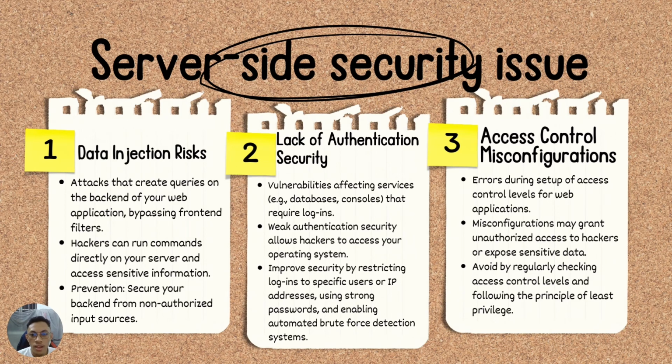The third is access control configuration. This is an error during setup at the access control level of the website application. Misconfiguration may grant unauthorized access to hackers or expose sensitive data. Avoid this by regularly checking the access control level and following the principle of least privilege. That's all from me. Thank you.